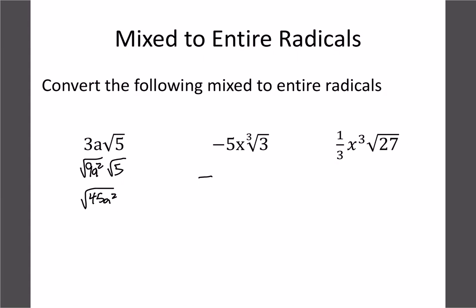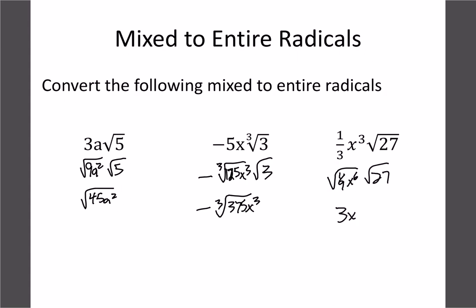So the next one, same thing. We'd have our cube root, so it'd be 125, 5 times 5 times 5 is 125, x cubed times root 3. So that would give us negative 375 x cubed. And our last one, we'd have 1/9 x to the 6. So 27 times 1/9 is 3.